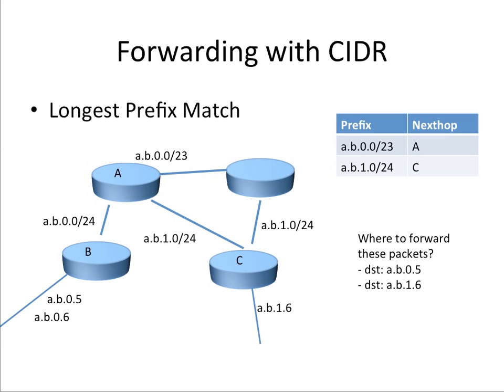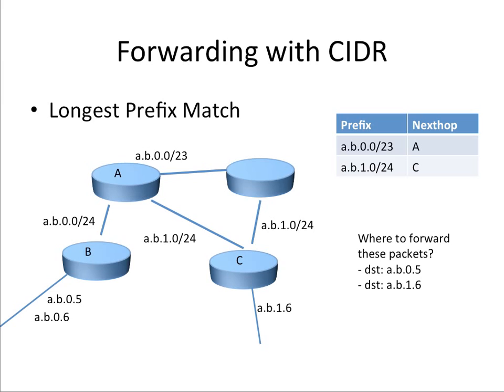For example, B had the option of saying, I have IP address a.b.0.5, a.b.0.6. It could just advertise that to the rest of the internet, and the rest of the internet would know exactly where those IP addresses are so that we could send the packet there, right? Why aggregate? It's less overhead, less stuff to keep track of. Right. So it's less overhead.